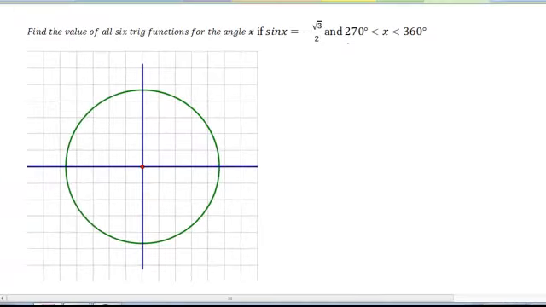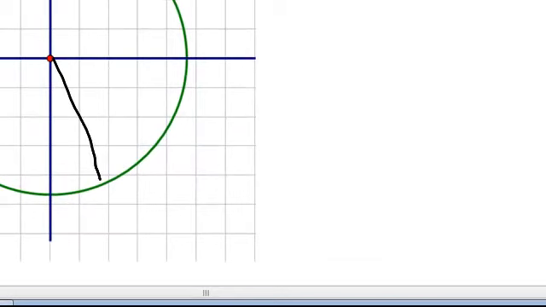Find the value of all 6 trig functions for the angle x if sine x equals minus root 3 over 2 and the angle is between 270 and 360 degrees. This last part, again, let's start at the end. This last part tells us that x is in the 4th quadrant. So we'll imagine some angle down here in the 4th quadrant. It might look something like this. That first drawing is just a guess. But the information I do have is that this particular side of the triangle is minus root 3, and the hypotenuse is 2, if this is our reference triangle.